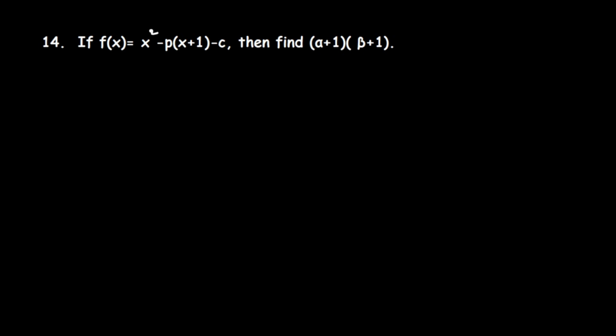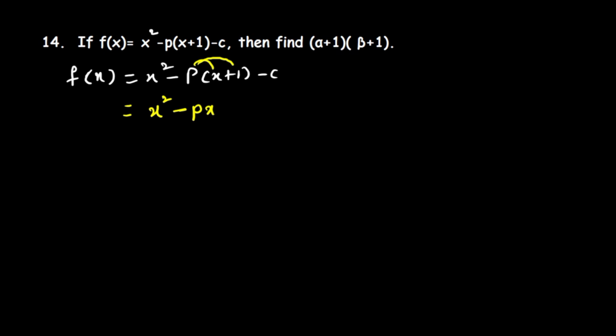So first of all we should write this. This f of x equal to x square minus p into x plus 1 minus c. What I'm going to do is write its actual form, that is x square minus p into x, minus px. Okay, so minus p into 1, that is minus p minus c. So we should write this in the general form. The general form is ax square plus bx plus c. So this is called the general form.